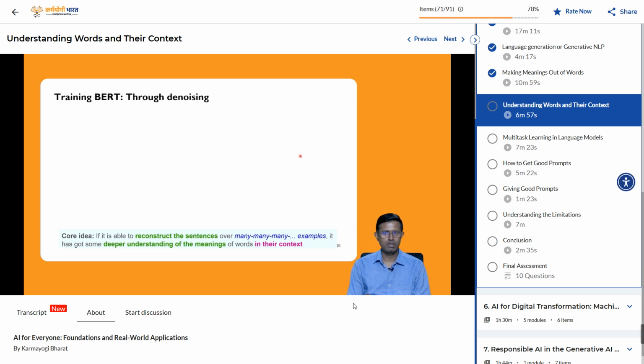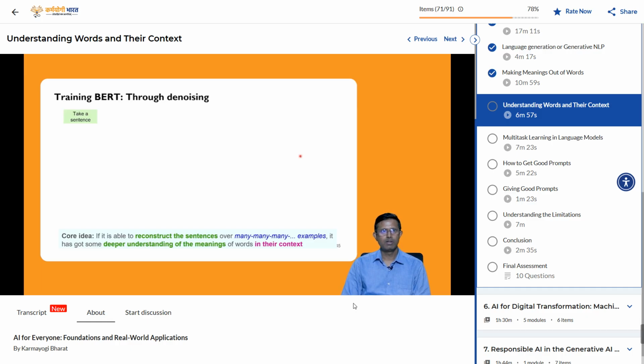But suppose that the noised or corrupted input goes to the system, and the system has to reconstruct the sentence now. Here also, if over many examples the system is doing a very good job of reconstructing the sentences, again it corroborates the idea that the model has a deeper, better understanding of the meanings of the words in their context, and this contextual understanding enables the models to do any kind of task or interpret instructions in a better way.